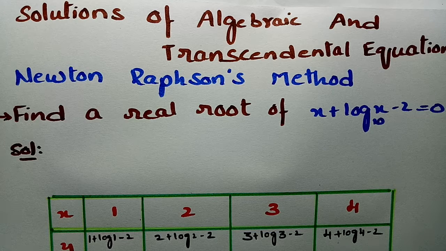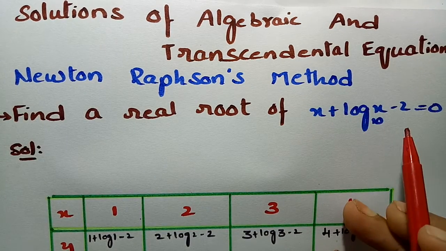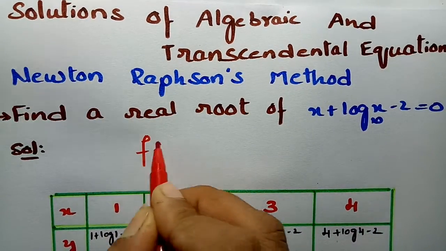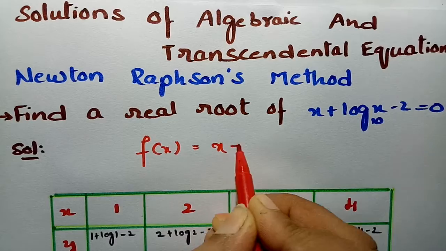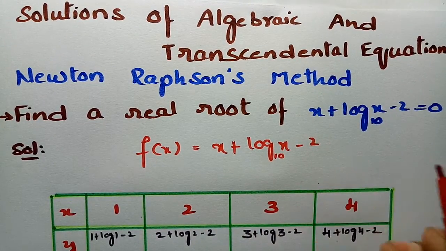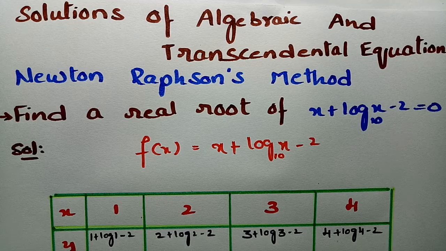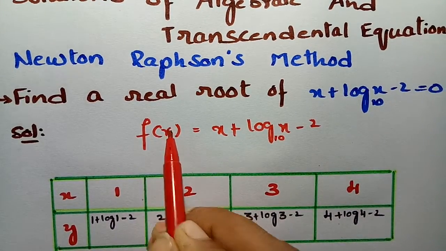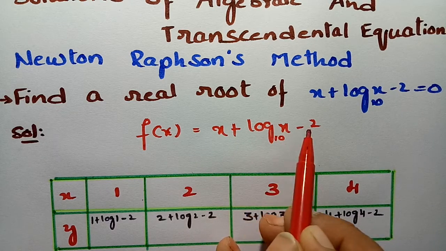We have to find the real root of x plus log x minus 2 is equal to 0. So for that, what is given here? So f of x is given as x plus log x minus 2. This is base 10. So first of all, we have to give certain values here. So if I put x is equal to 1 here, this will be 1 plus log 1 minus 2.